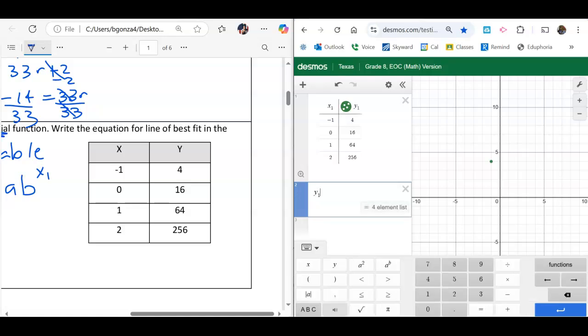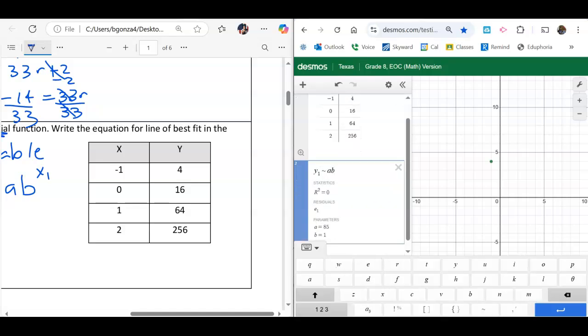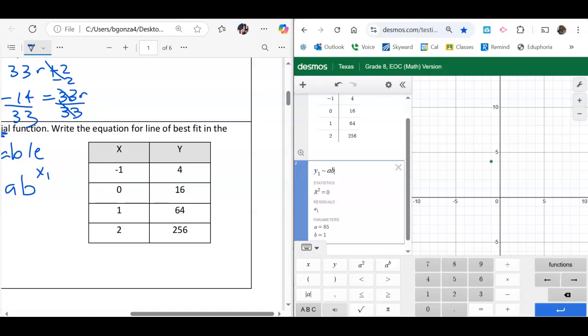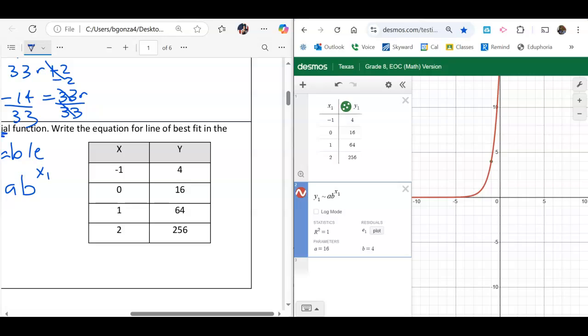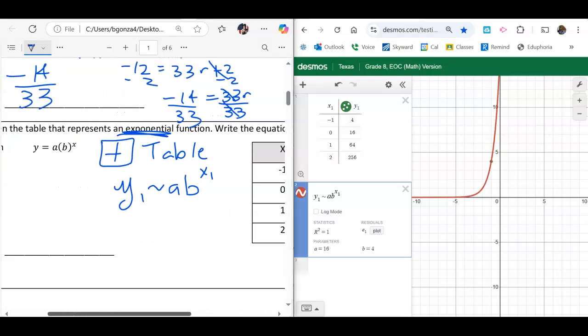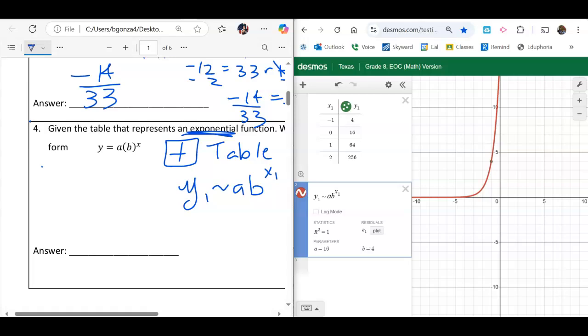Y1 squiggle A B, and to the power of is this button right here, the little b, to the power of x1. Okay, and you'll see an A value and a B value. A value is 16, B is 4. So it's y equals 16 times 4 to the power of x. Cool.